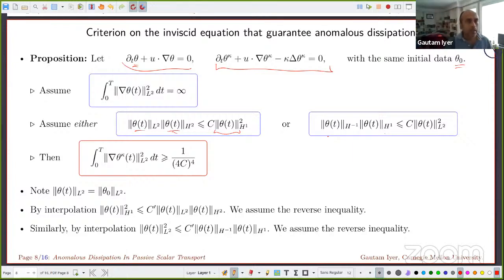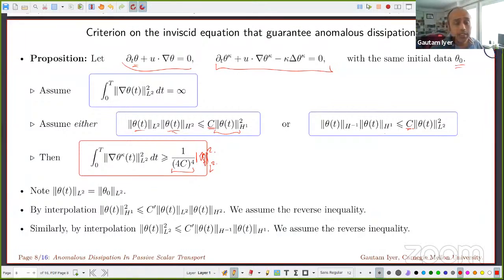So under these conditions, I claim that not only do you have anomalous dissipation, I can tell you exactly what the constant is. I'm missing the initial data here, my apologies. So I claim in this case, anomalous dissipation holds. The constant that comes out, that constant chi, is exactly 1 over 4c to the 4th power, where c is this constant, or that constant. It's the same thing either way.